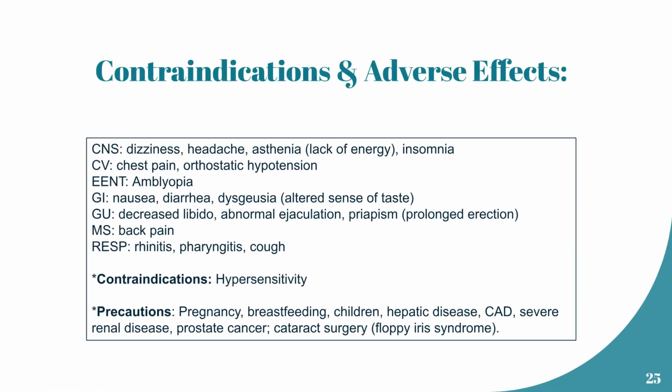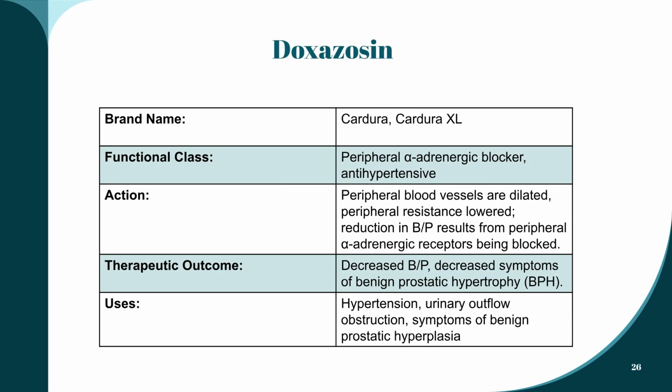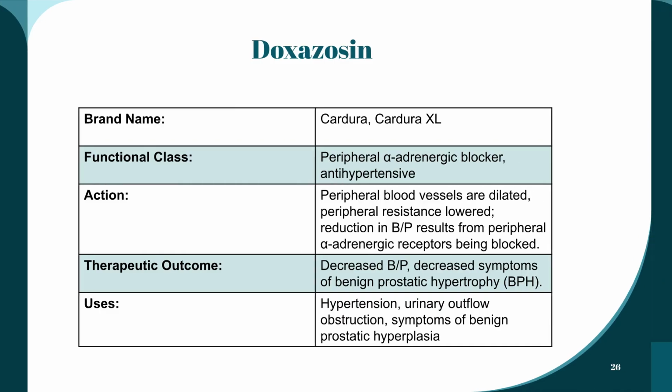This slide provides additional details on tamsulosin, including its classification, action, and uses. Adverse effects of tamsulosin include dizziness, headache, orthostatic hypotension, and abnormal ejaculation. Contraindications include hypersensitivity, and precautions should be taken with severe renal disease and prior to cataract surgery due to the risk of floppy iris syndrome.